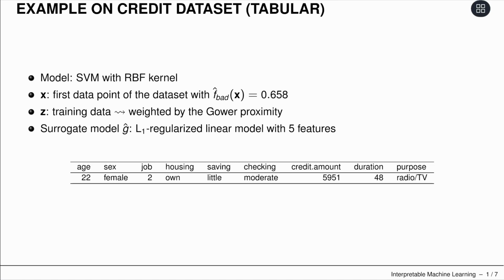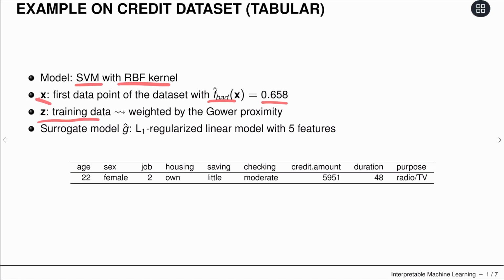As we discussed before, we're using the credit data set here. Let's say we now have an SVM with an RBF kernel, which could lead to a very complex model, right, because of the RBF kernel. And we have a data point that gives us a bad scoring for our credit application of more than 60%. So most likely the bank will reject us.